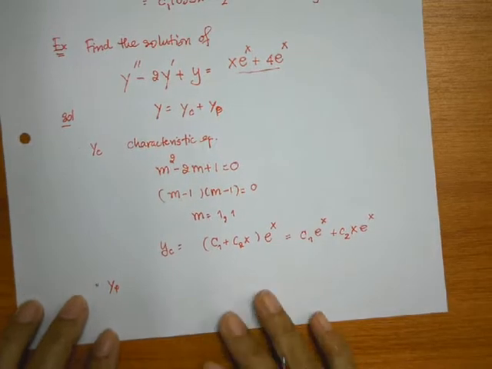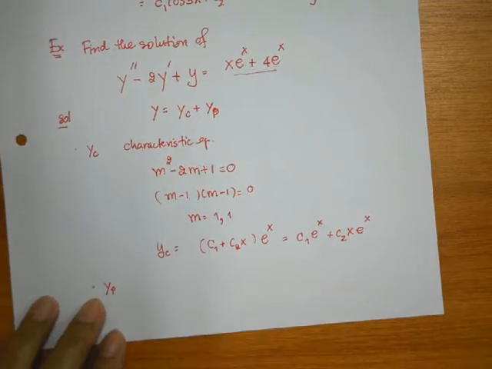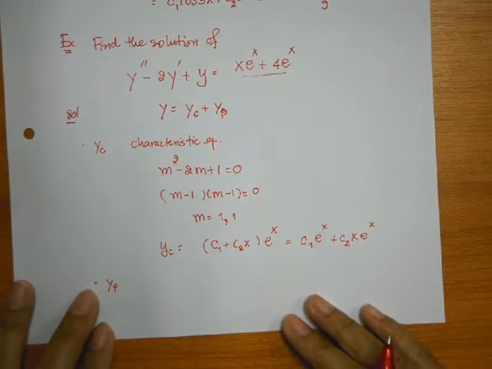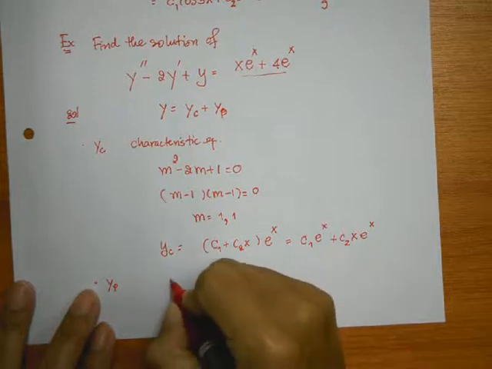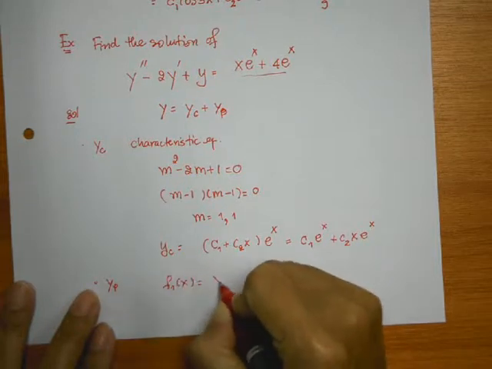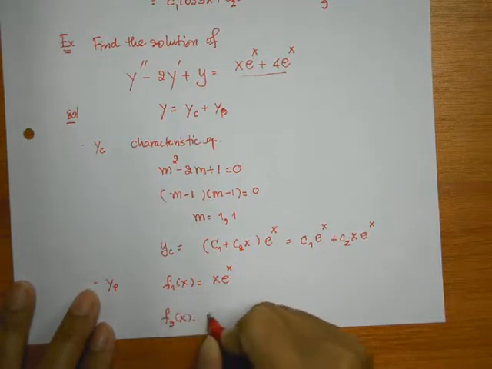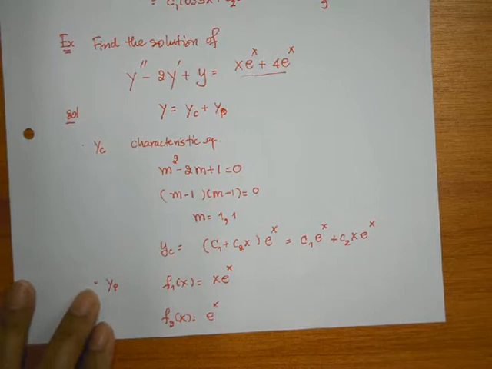Okay? Now, yp. For yp, we have to use the set of the functions on the right hand side of the equation. How many functions do we have on the right hand side? Two functions, right? We have f1 of x equal to x times exponential of x, and f2 is equal to exponential of x. We will find the UC set for each, because you have two functions.